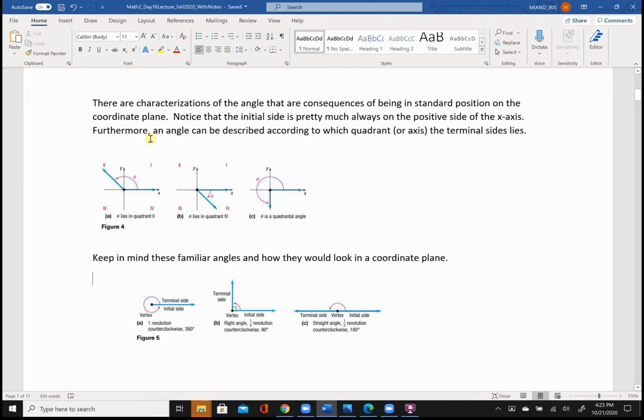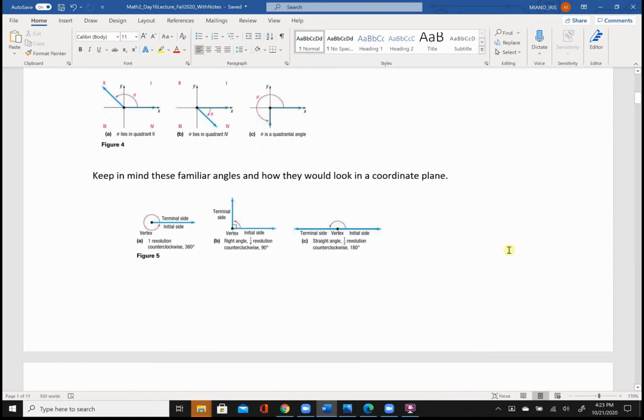Depending on where your terminal side lies, that'll determine the quadrant in which the angle exists, or where it lies. So this is an example of a quadrant 2 angle measurement. Here's a quadrant 4, here's a quadrant 3, and if we had a terminal side somewhere in this region right here, that would be a quadrant 1 angle. And also if the terminal side lies on an axis, then it's a quadrantal angle, which is kind of hard to say. So there you go, have fun with that.